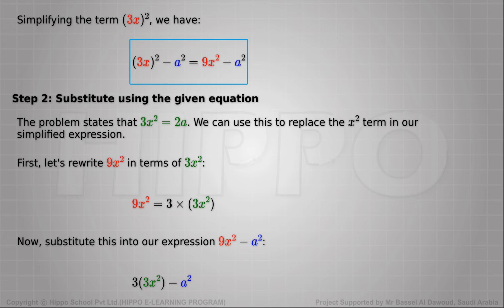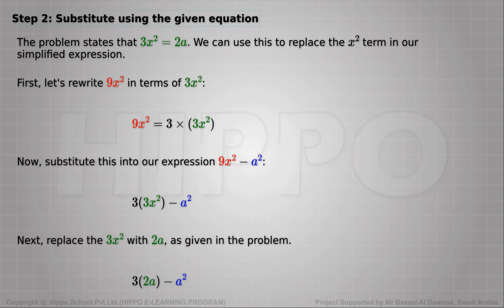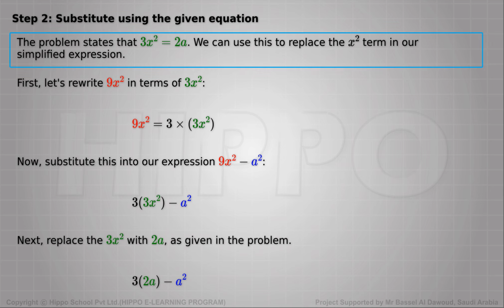Great! We've now successfully simplified the initial expression. Excellent! We're done with the first part of our plan. Now for step 2, substitution. Our simplified expression is 9x squared minus a squared, but the goal is to get the answer only in terms of a. This means we need to eliminate that x squared term.